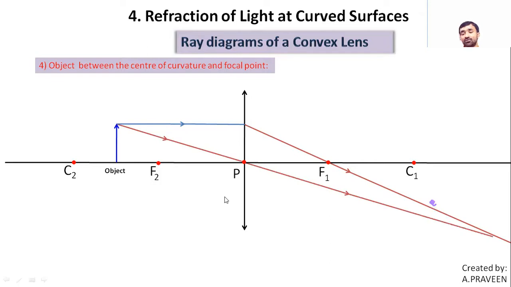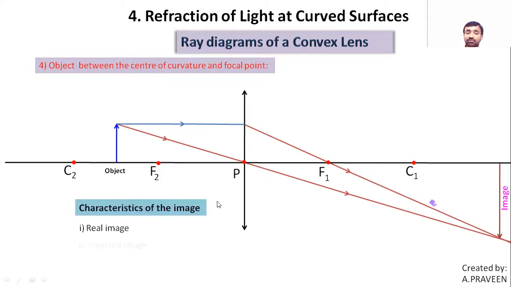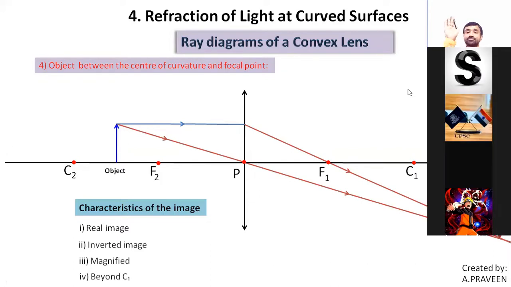So where you get the converging point, from there you can draw the perpendicular onto the principal axis. That point and that line is called the image for you. That image size is greater than the object size, so it is an enlarged or magnified image. Then the position is beyond the center of curvature C1. Next, it is given by the actual converging light rays after refraction, called a real image. A real image is always inverted. So I can write the characteristics as real image, inverted image, enlarged or magnified image. Then finally I got this image beyond the center of curvature.